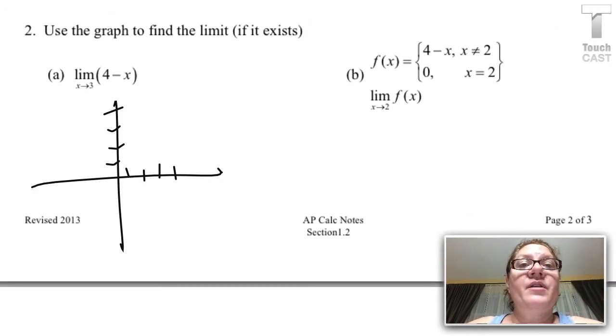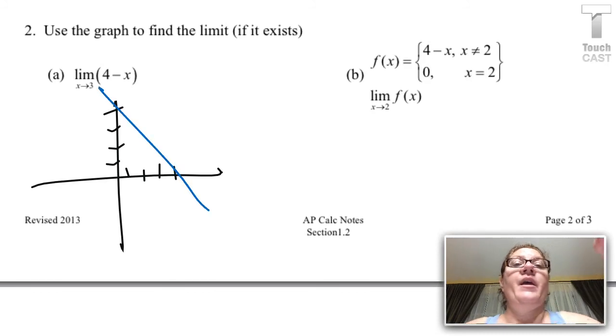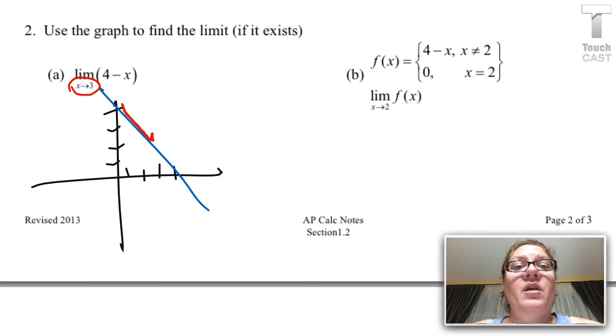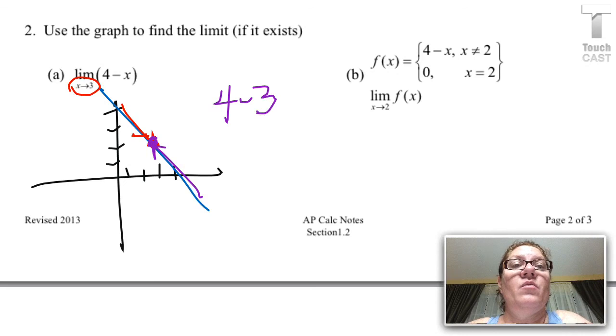Okay, so now if I graph this next one, 4 minus x, it's just a line, has a y-intercept of 4, a -1 slope. And I'm looking at what's happening as I approach 3 from either side. So if I notice, as I get closer and closer to 3, it looks like there's a number right there from the left. And as I approach it from the right, looks like I'm getting close to that same dot. So my value must be 4 minus 3, which is 1. So the limit is 1.